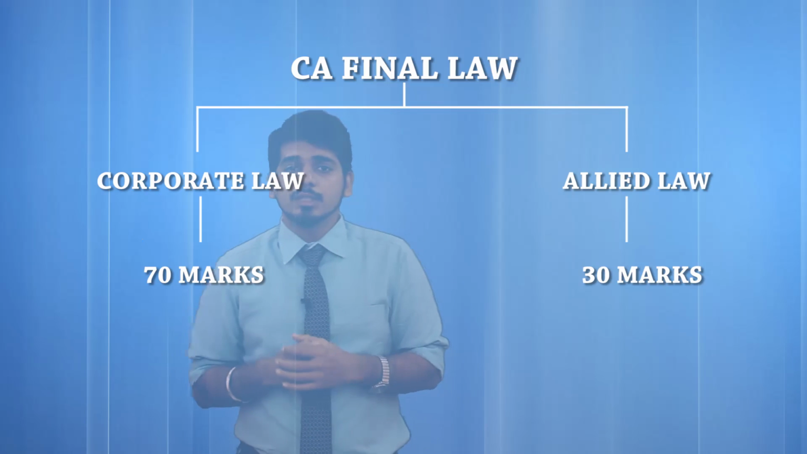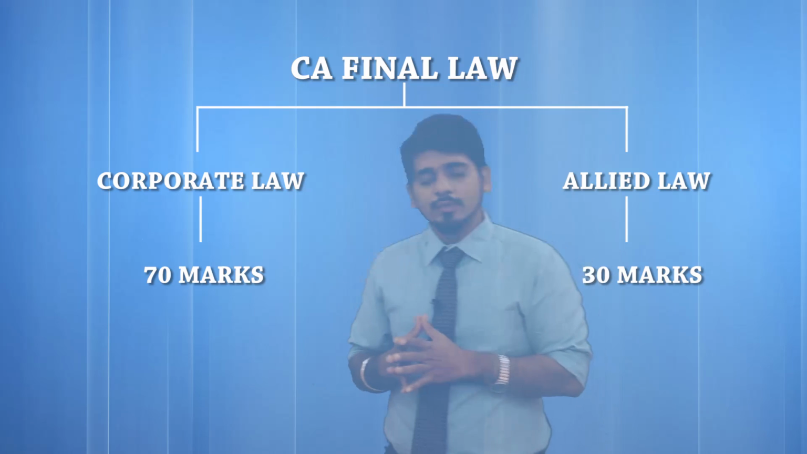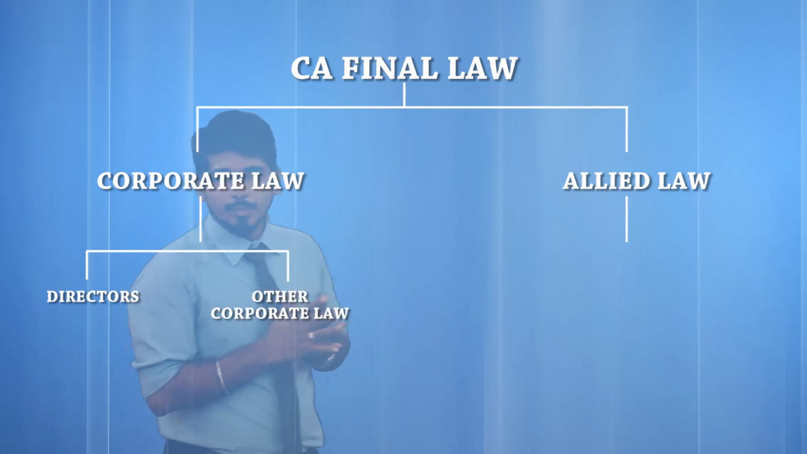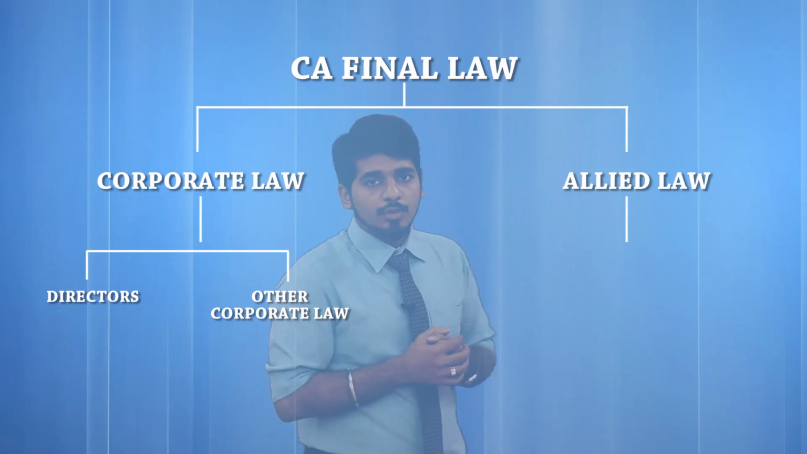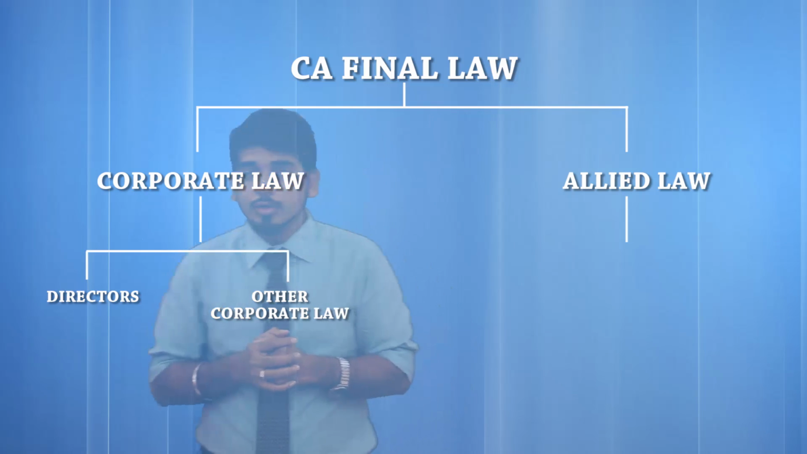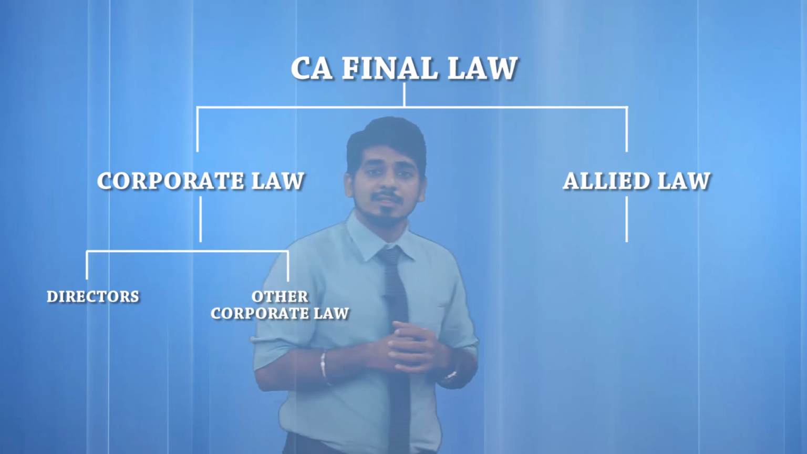Okay. Now, another thing, talking about your CA final law, corporate law, I further divide the corporate law in two parts. One is your directors and one is your other corporate laws. Now, the directors, what I am talking about is, it comprises nearly 30 marks of your corporate laws, meaning out of the 70 marks, 30 marks is for directors and the rest is for 40 marks. If you have ever seen the index, it comprises nearly 26-27 chapters, out of which 10 chapters are for allied laws and the rest 17 odd are for corporate laws.